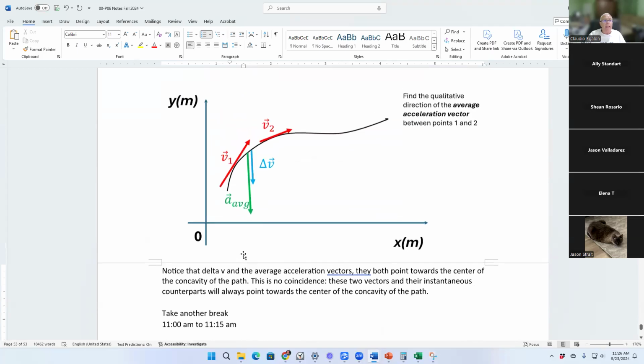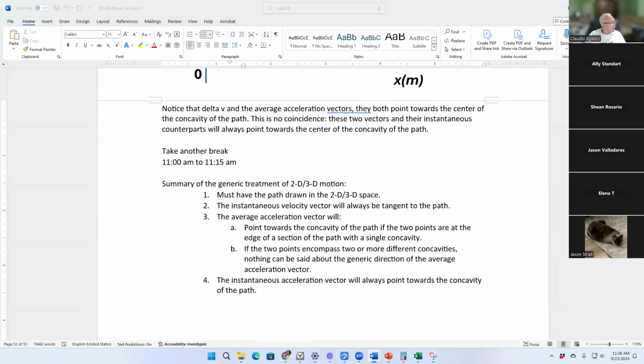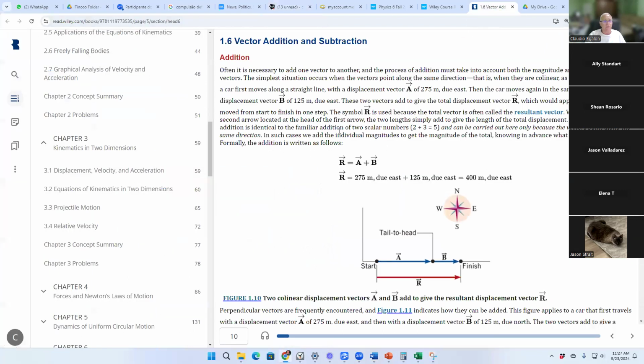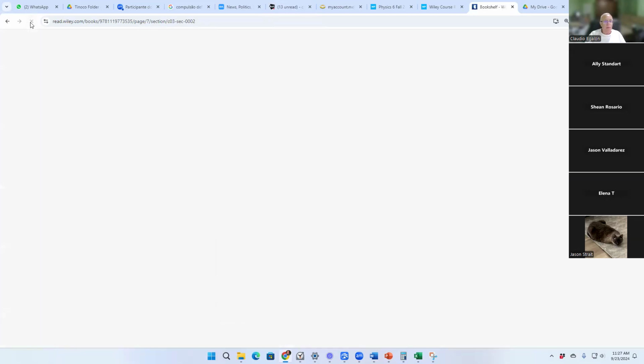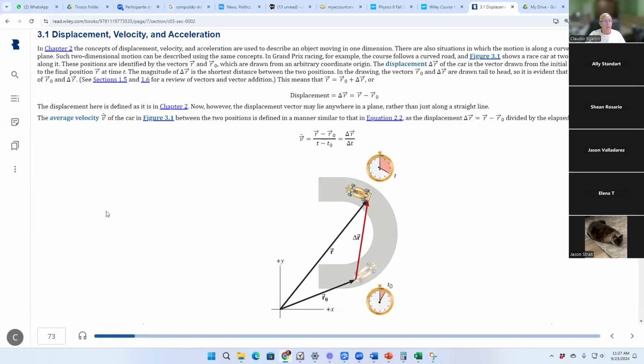Okay. And now that we studied the generic case of a 2D motion, let us look at a more specific case. Okay, we are right in here, 3.1. Come on, man. It's taking time. Let's see. Maybe I have to log in again. Oh, no, I don't have to log in. Okay, good. So here you go.